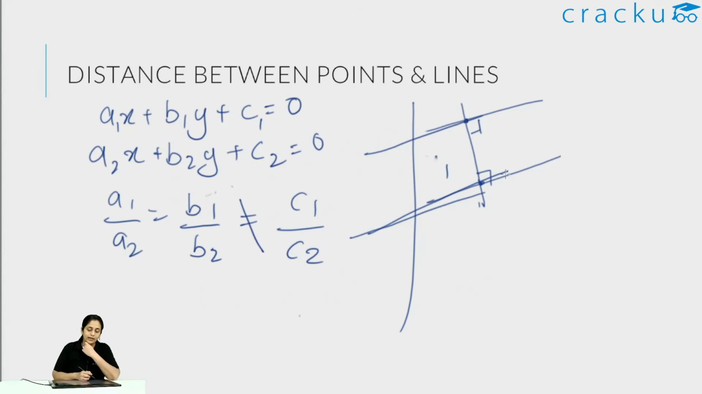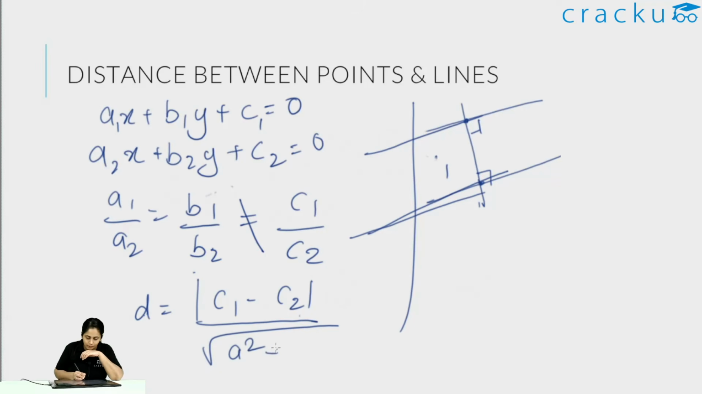So if you know that a pair of 2 lines is like this, a1 by a2 is equal to b1 by b2 is not equal to c1 by c2, then we get the distance between the 2 parallel lines as modulus of c1 minus c2 divided by square root of a square plus b square. This gives you the distance between the 2 parallel lines. That is the difference between the constants in their equation divided by square root of a square plus b square. If you remember this formula, you can quickly identify the distance between parallel lines.